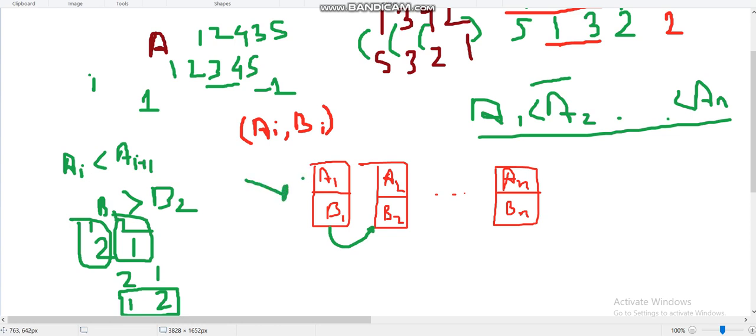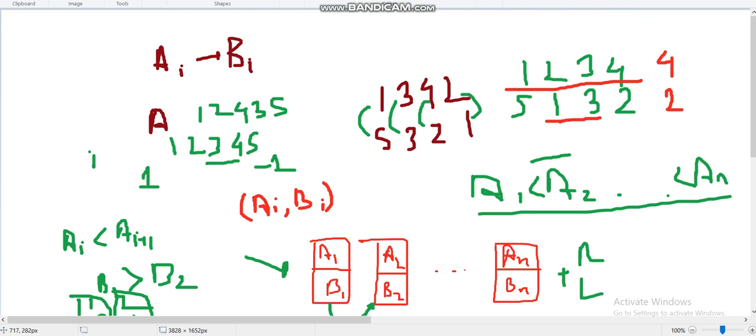So what is the value of LIS of the array A? It will be n, because we are sorting according to the values of A. And now we just have to find the LIS of the array B, so call it L. So our final answer will be n plus L.